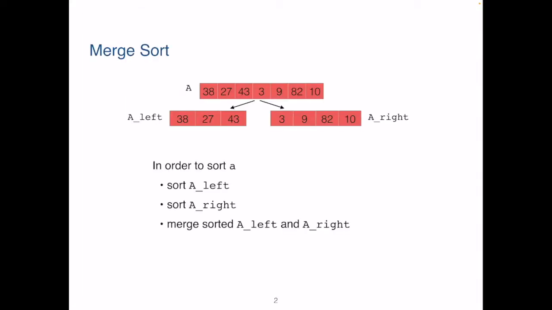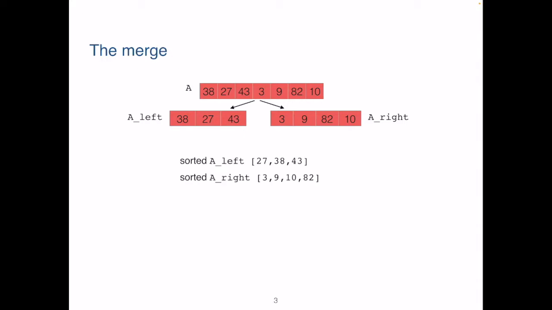Now we review how merge sort works. In order to sort list A, we divide A into 2 equal-sized sublists, sort these smaller lists, and combine them into one sorted list. We can use recursive calls to sort the smaller lists.